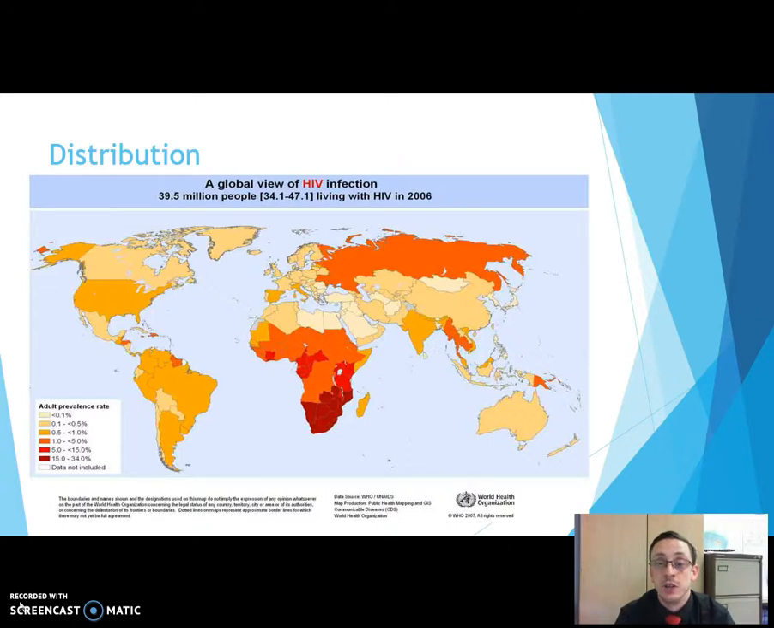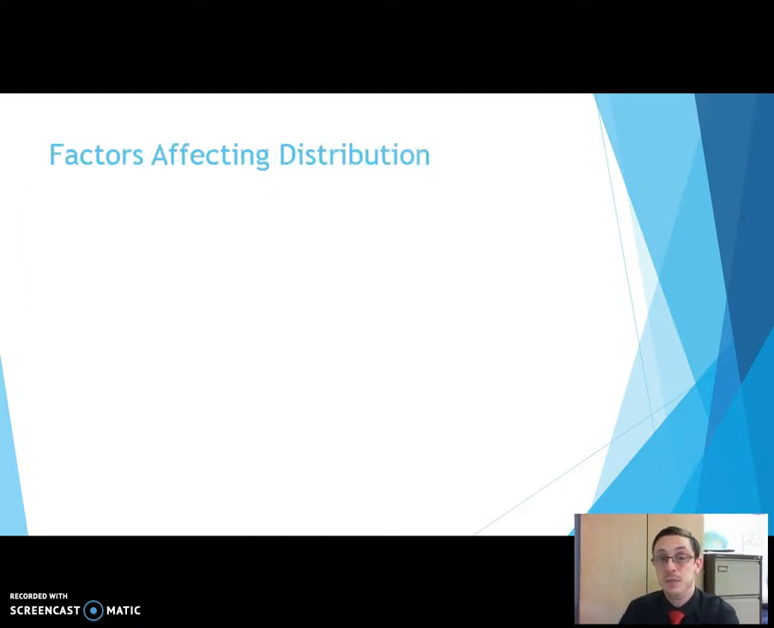Now, to start us off, as we've started with all of our disease case studies, we look at distribution. HIV/AIDS is found most predominantly in Africa, particularly Southern Africa. However, we've discussed in class that HIV/AIDS is not a disease that is limited in its spread to any particular geographical area, but there are some factors that mean it spread more easily in Africa than it would have in other areas. So what are these factors?